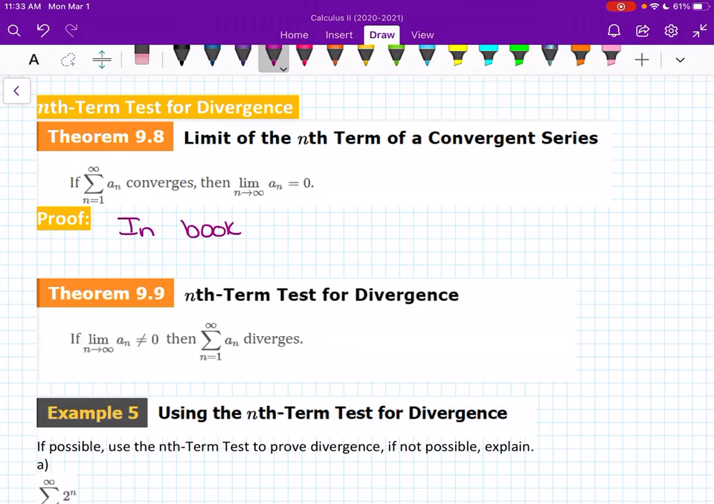But the theorem we really want to talk about today is this theorem here. That's the nth term test for divergence. So it's basically the logical equivalent of the theorem that says if it converges, then my terms are going to 0. That says if your terms don't go to 0, then it has to diverge. Okay, so if the limit of the terms aren't approaching 0, I know my series can't converge.